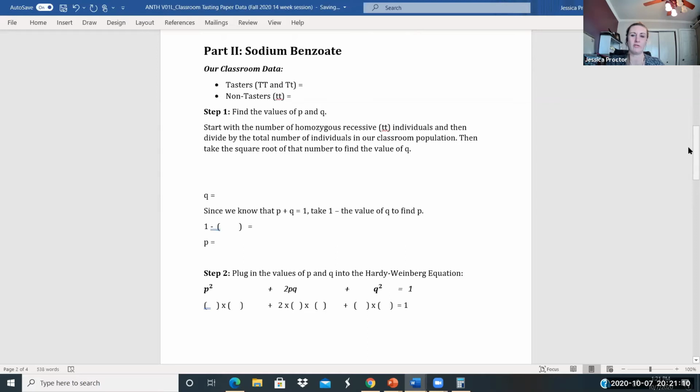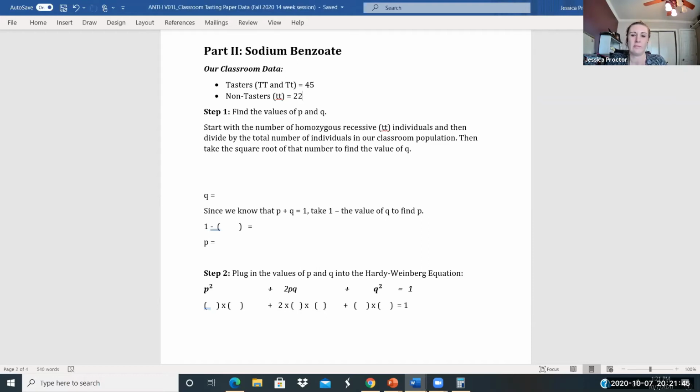All right, so now we're moving on to sodium benzoate. So we're going to flip over here so I can see my data. All right, so for our classroom population, we have 45 tasters. So if you're a taster, it's dominant. So if you're a taster, then your genotype is either homozygous dominant or heterozygous. And if you're a non-taster for this chemical, then you must be homozygous recessive. So we have 22 non-tasters.